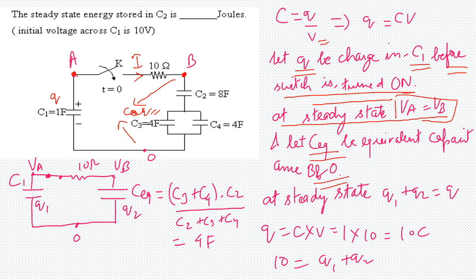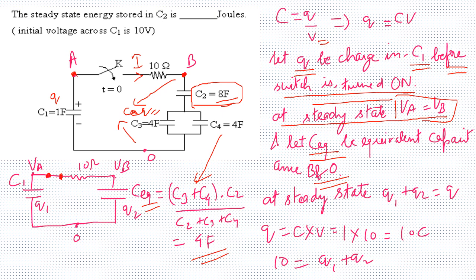Now how to calculate the C equivalent? It's very simple. This C2 is in series with two capacitances which are in parallel, and parallel capacitances add up. So this is the addition of the parallel capacitances C3 and C4, and it is in series with C2. This will be the net capacitance, and we get the net capacitance as 4 farad. Once we get 4 farad, we will close the switch and see the condition when VA equals VB.